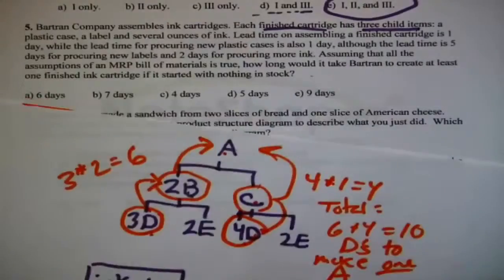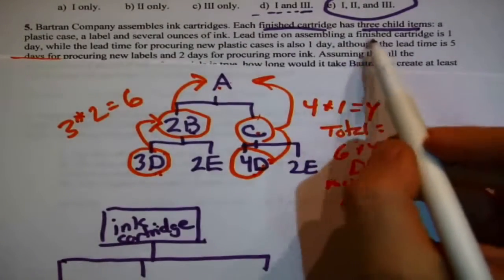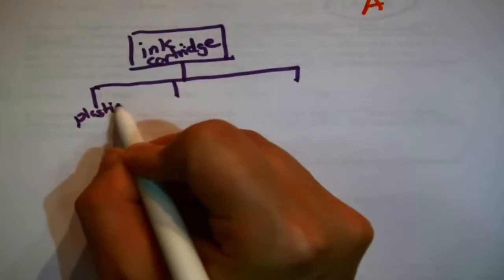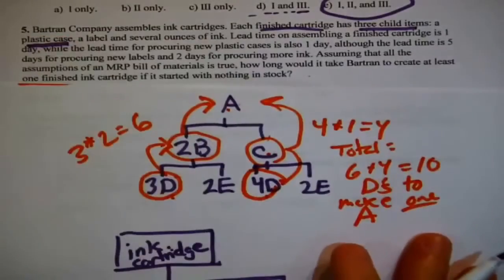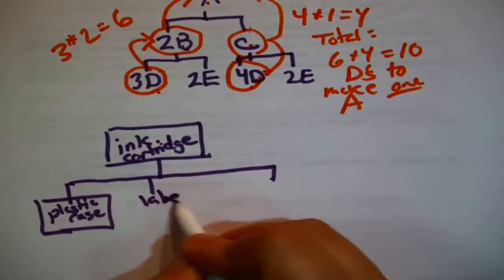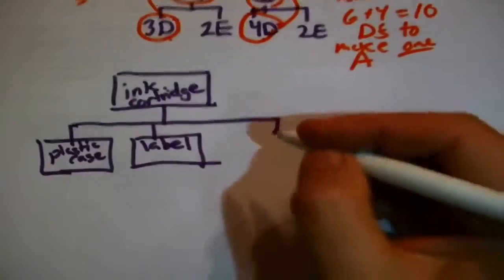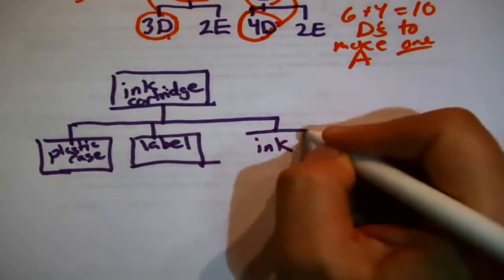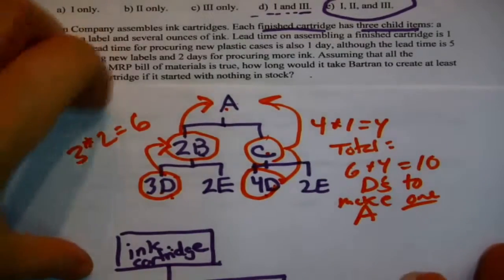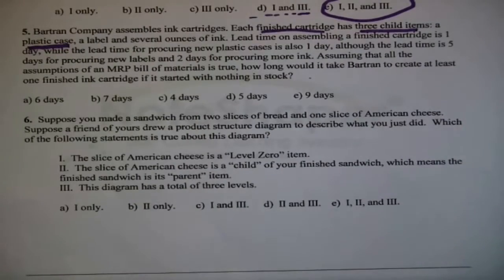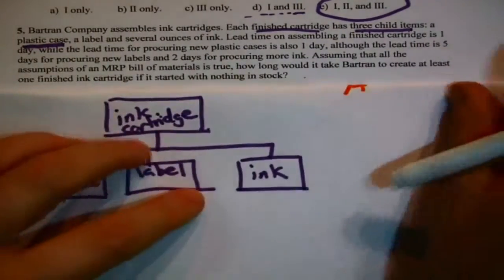Well, there would be 3 branches, right? And they are mentioning plastic case. Okay, so it would look like that. Label. So it would look like that. And several ounces of ink, which we're just going to treat as ink. Okay. And then, okay, so this gives me a place to organize. When I do this, we don't need to keep looking at the scratch work for that. The other information that was given.